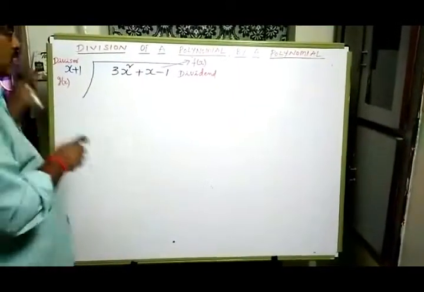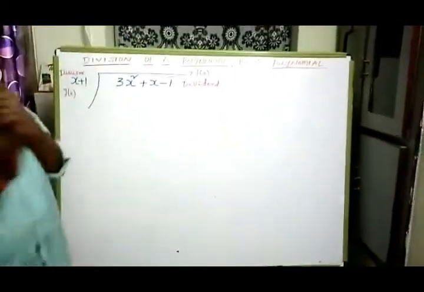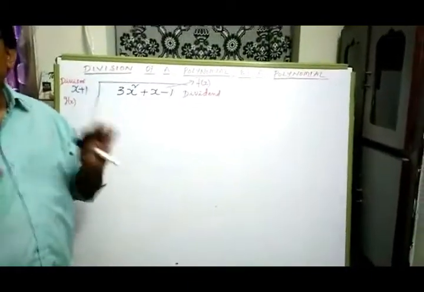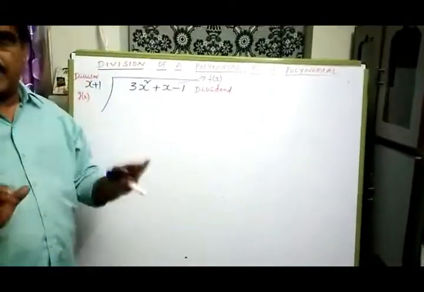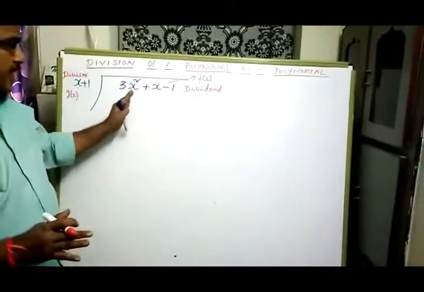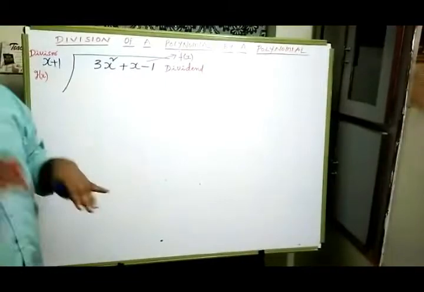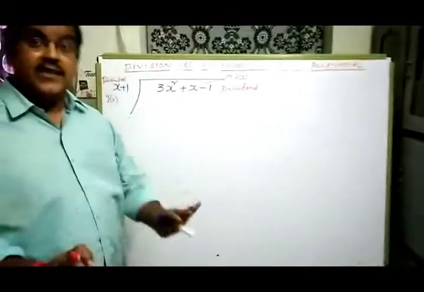Now, first of all, what is the main thing? Check the dividend whether it is in standard form or not. Yes, it is in standard form: x square, x to the power of 1 and constant term. Divisor also is in standard form.